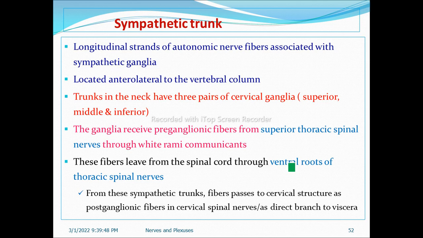These ganglia receive preganglionic fibers from the superior thoracic spinal nerves through white rami communicantes. These fibers leave the spinal cord through the ventral root of thoracic spinal nerves. From the sympathetic trunk, fibers pass to cervical structures as postganglionic fibers in the cervical spinal nerves.